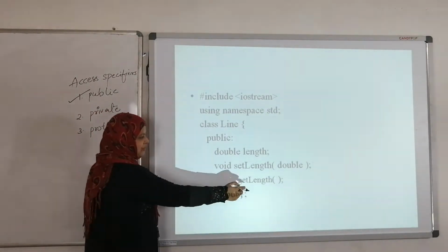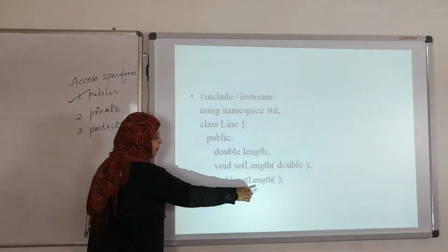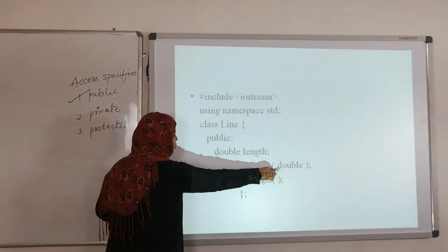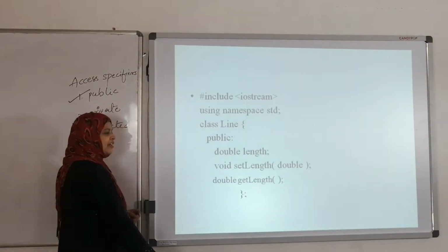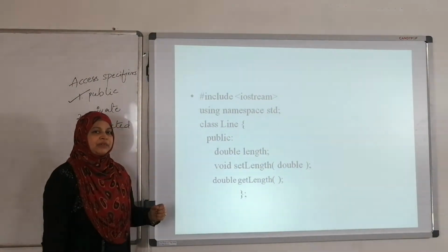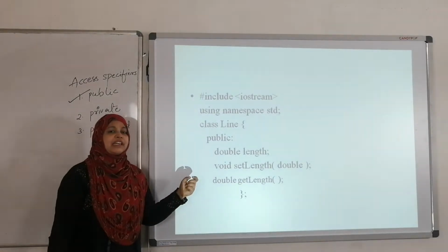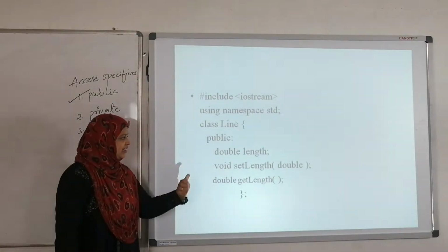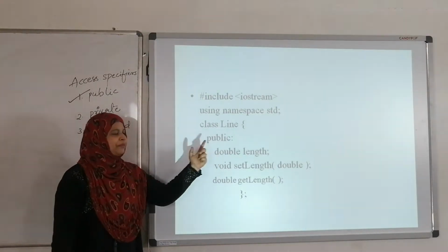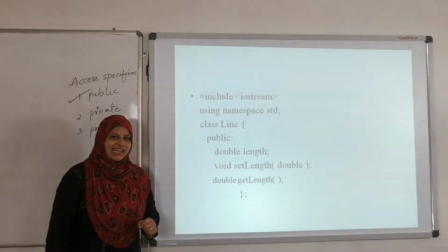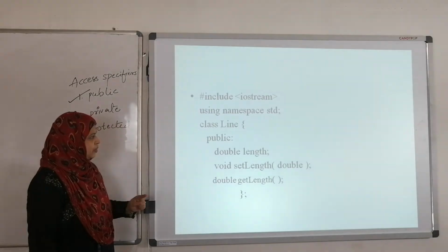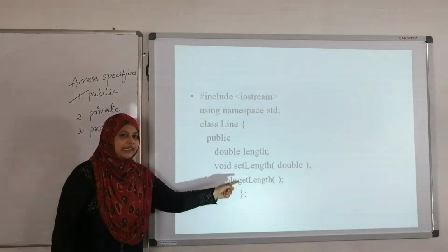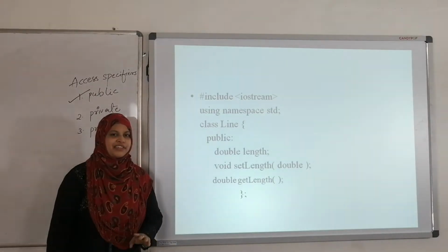Here we are passing one parameter, double, in set length. In get length we are not passing any parameter, that's the reason I am not going to write anything here. For set length I write the data type double, because I am passing a double value in the set length function. These three are declared in public mode. Then open the braces, close the braces, and put the semicolon. It means that the class declaration is completed.